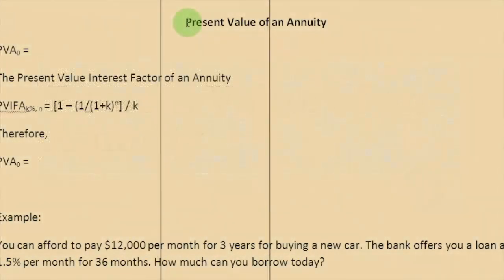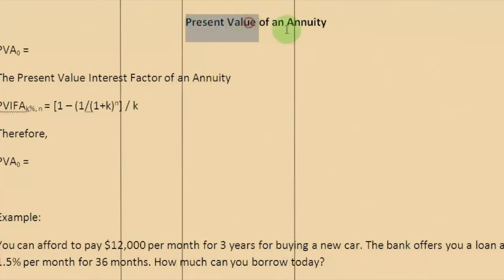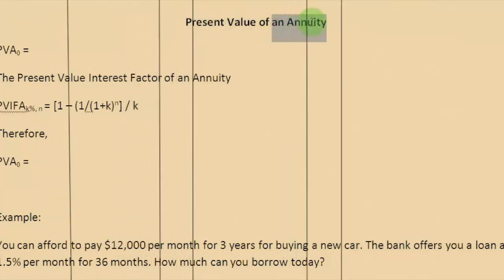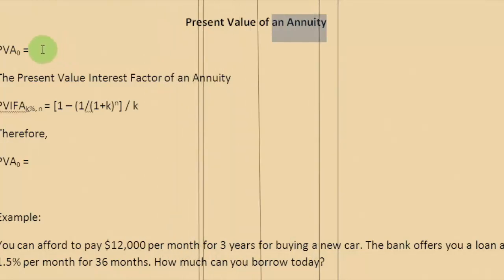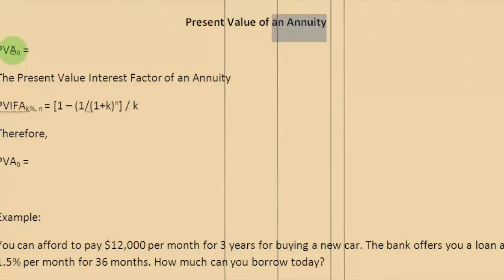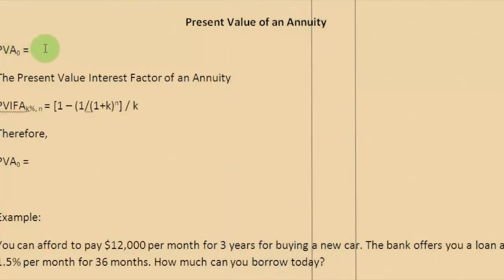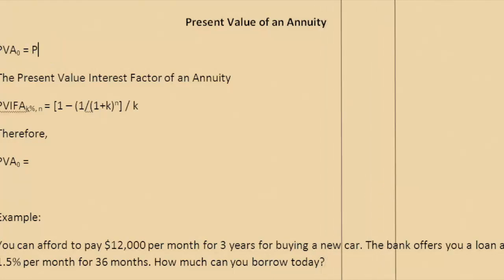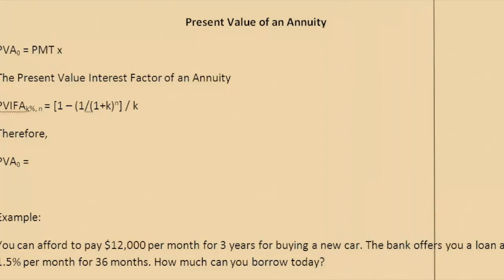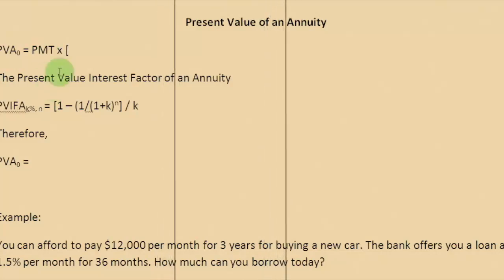Hello friends, and welcome to this screencast in which we are going to see how to find out the present value of an annuity. And for that, first of all, let us write down our formula. On the left hand side we write PVA, that is present value of the annuity. In the subscript we write a 0, and then on the right hand side we write our payment amount and multiply this by the interest factor, the basic mathematical form of which is going to be this one here.